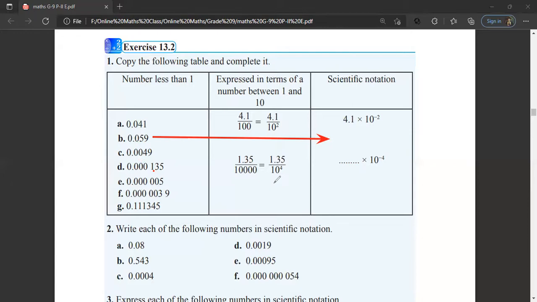Next. 5.0 into 10 to the power minus 6. Very good.